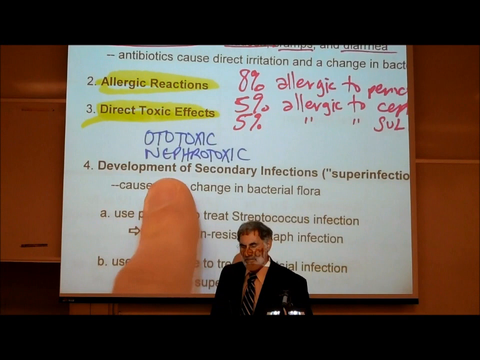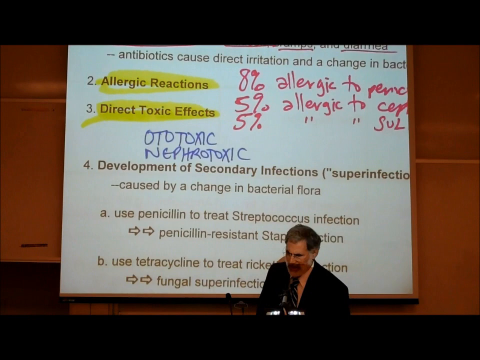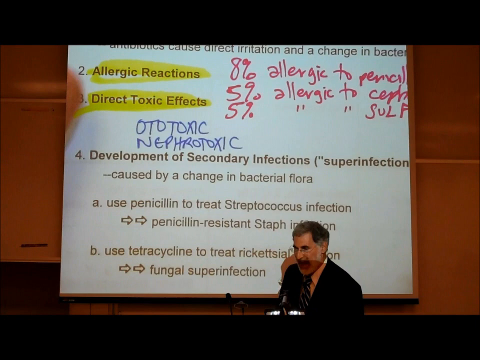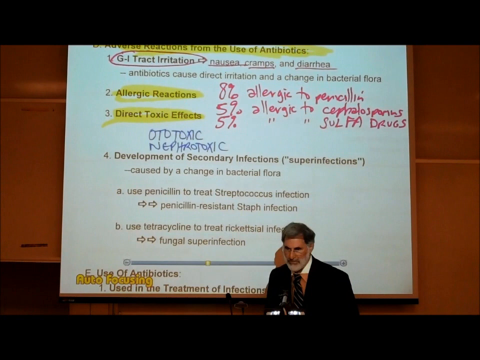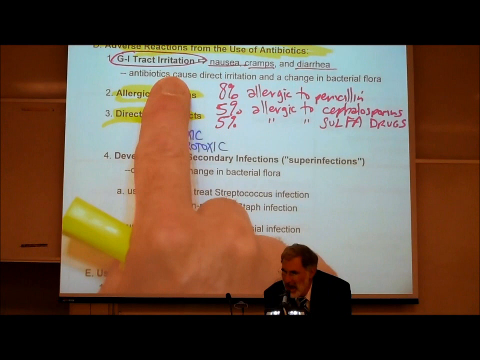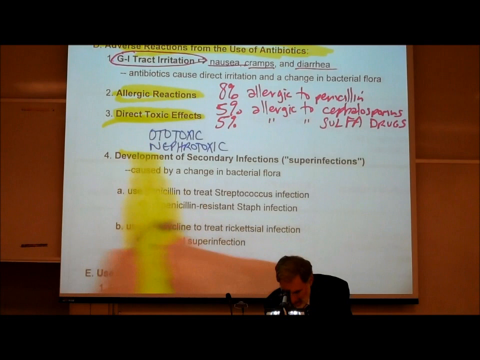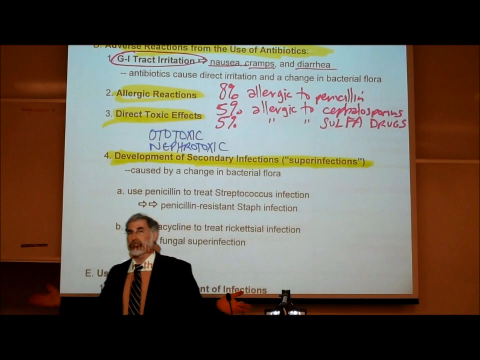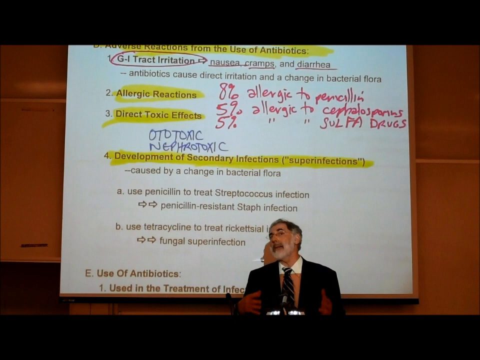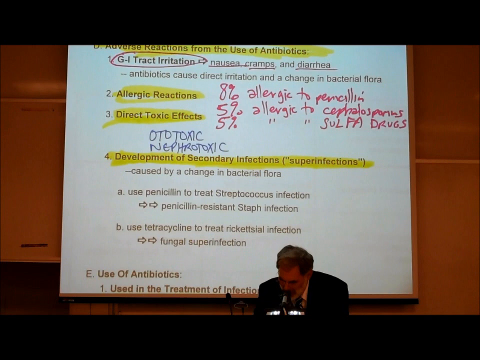Many antibiotics can be nephrotoxic. They can damage the kidney. The ones that especially tend to be nephrotoxic are penicillins and cephalosporins, because they are actively transported out of the bloodstream by the kidneys. Another problem with antibiotics, besides GI irritation, allergic reactions, and being ototoxic or nephrotoxic, is that broad-spectrum antibiotics so much alter the bacterial flora of the body that they allow opportunistic secondary infections. These opportunistic secondary infections are sometimes known as superinfections.